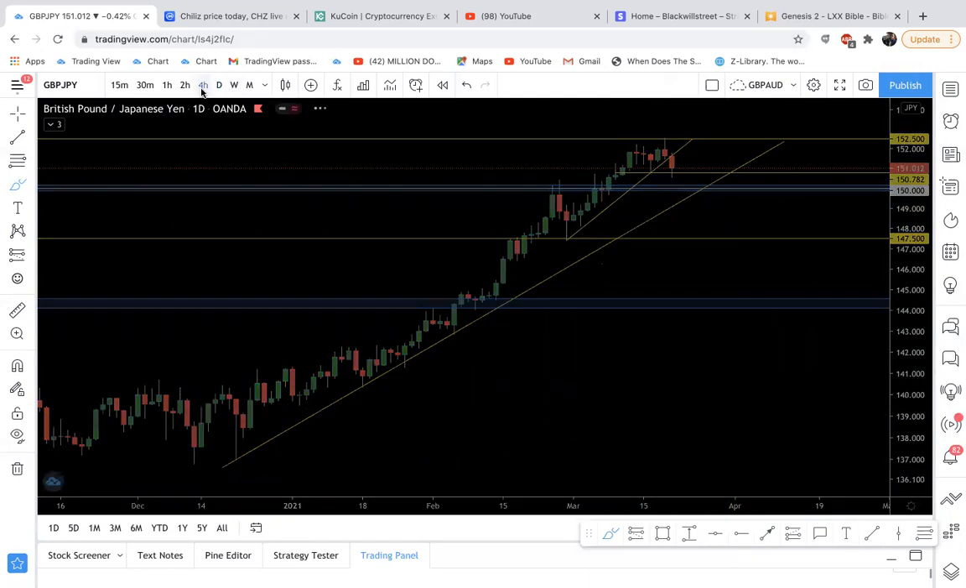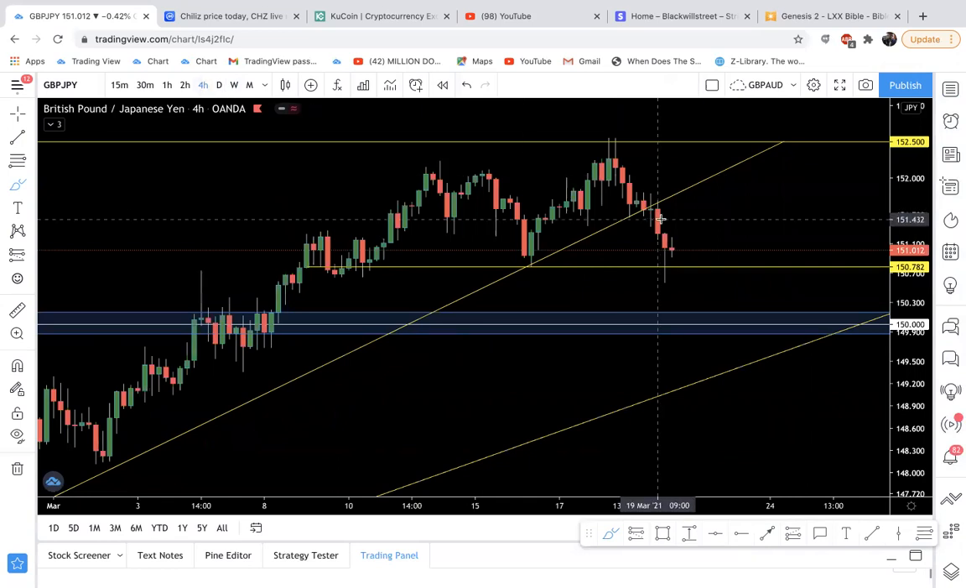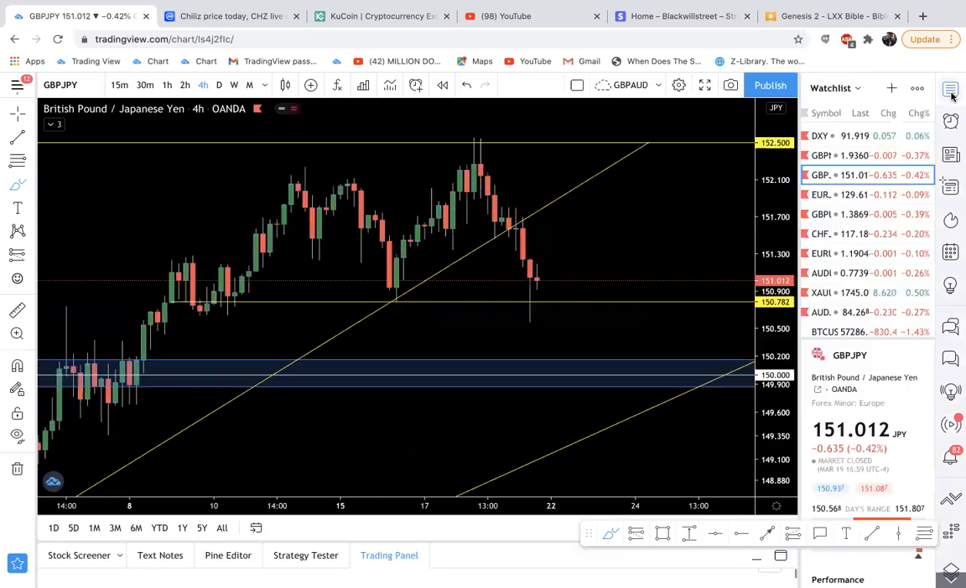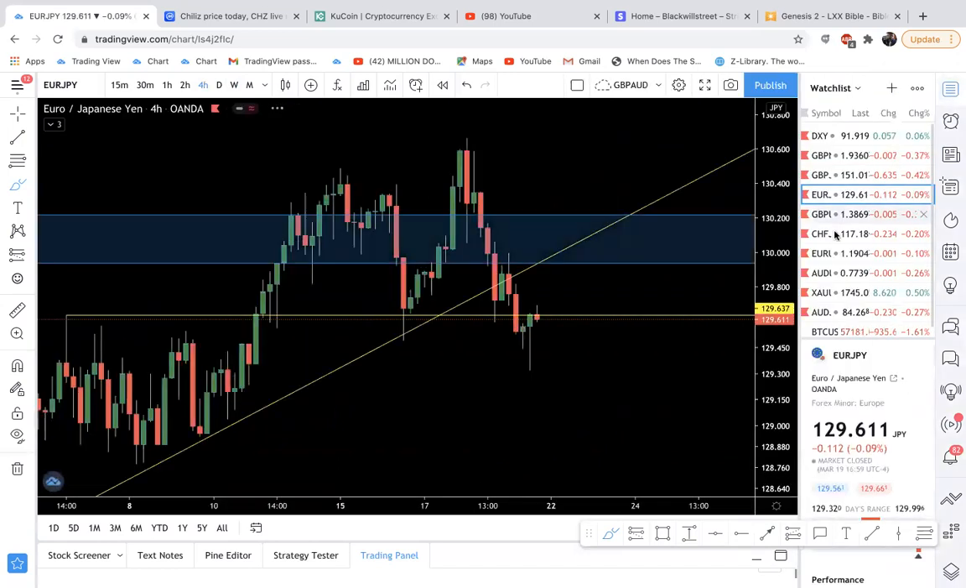So that's what I'll be looking for in GBPJPY. I would just be patient. Let's let the setup come to us. Now, looking at EURJPY.